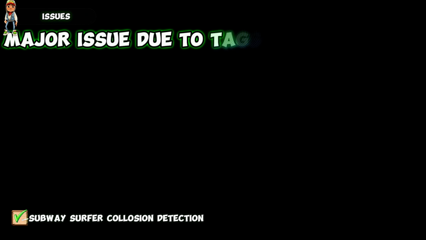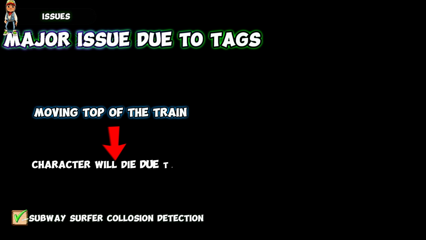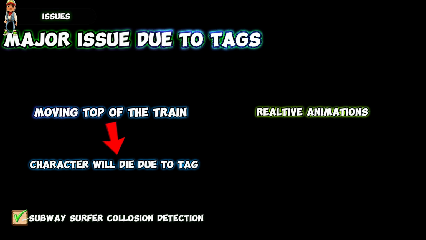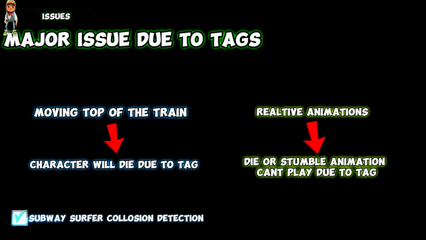So basically, there are two major problems in the game. Problem 1, when moving on the top of the train, if you use tags, the character will die because of tags on the train. This can be solved by using multiple colliders on the train. Problem 2, relative animation. When a character dies or stumbles, the corresponding animation should play. Using tags makes this difficult. We're going to create a simple script to address all these issues.